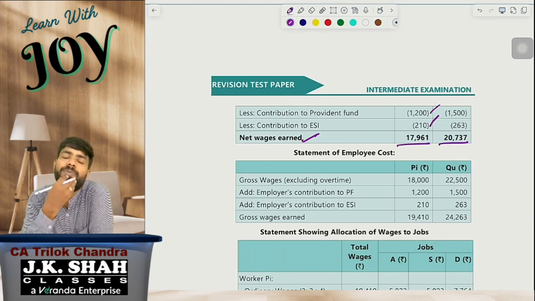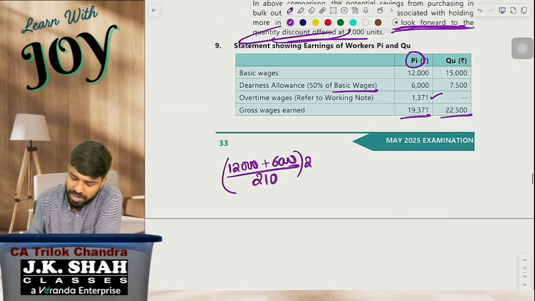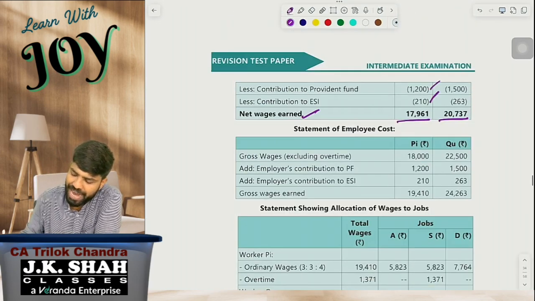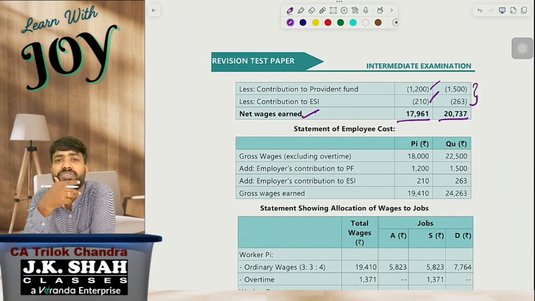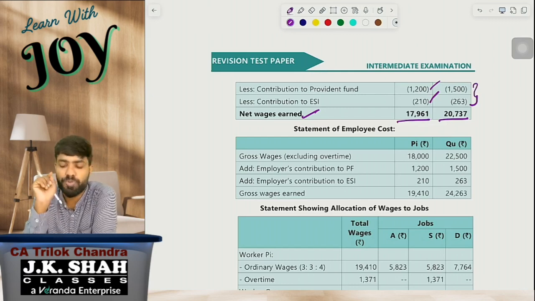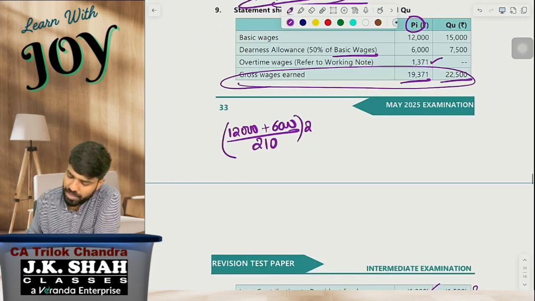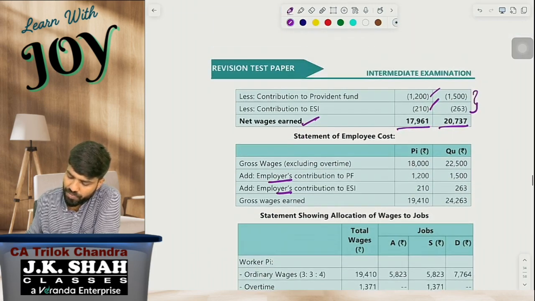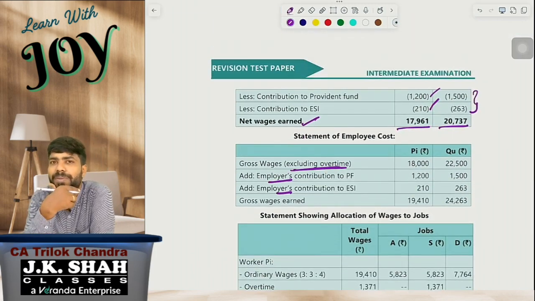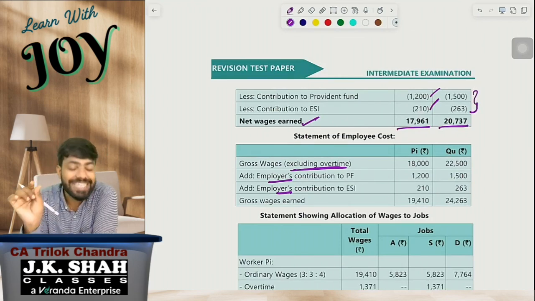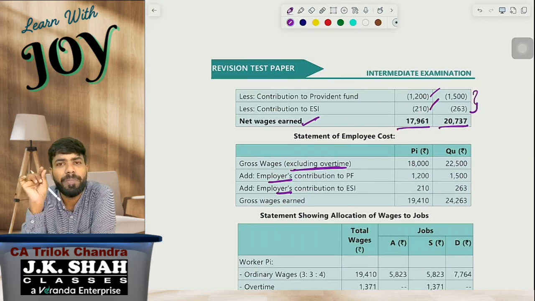Clear about this? Now, we need to calculate employee cost. How to calculate employee cost? To the gross wages earned, we need to add the same amounts, which is called the employer contribution. Look here, employer contribution. If you add the same amounts, 19,371 and 22,500. And one more thing, excluding overtime. Why we are excluding overtime is because overtime is specifically worked on job S.